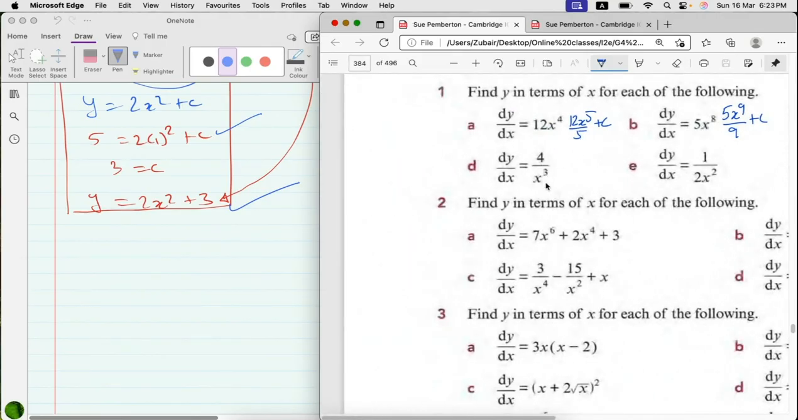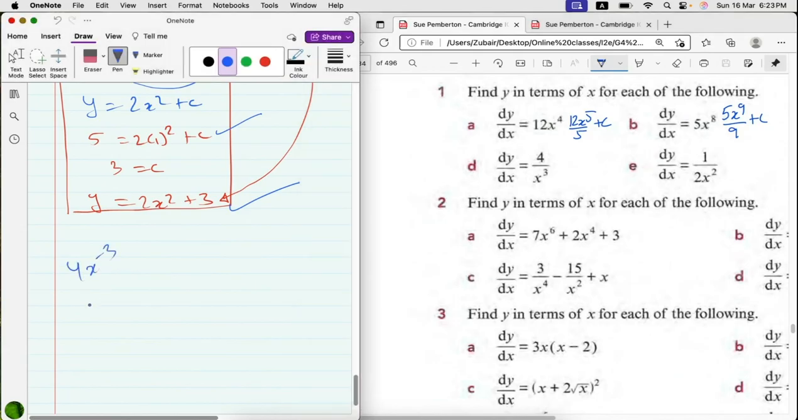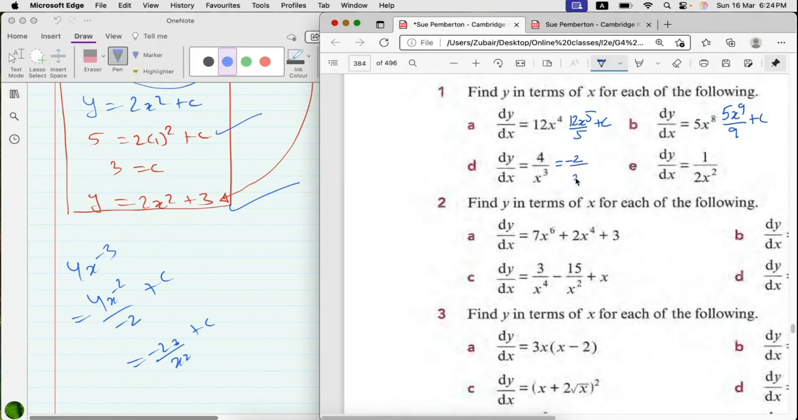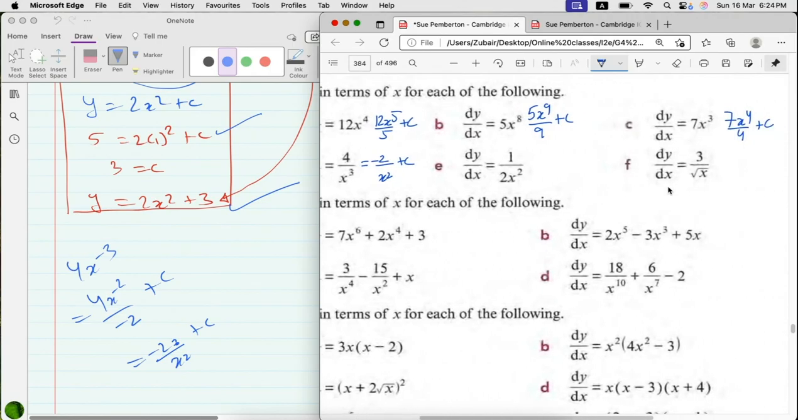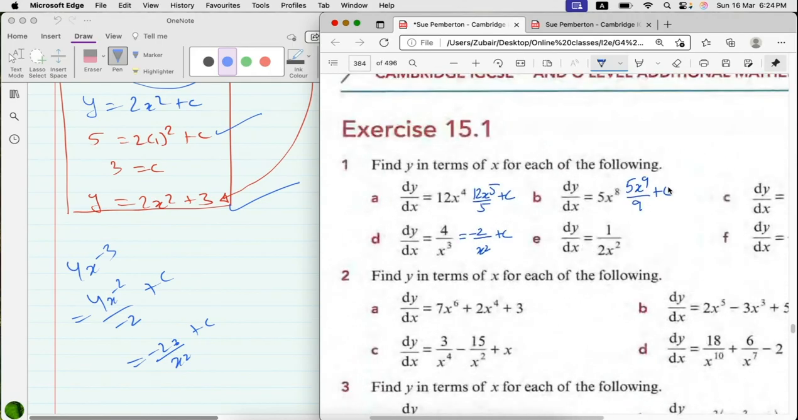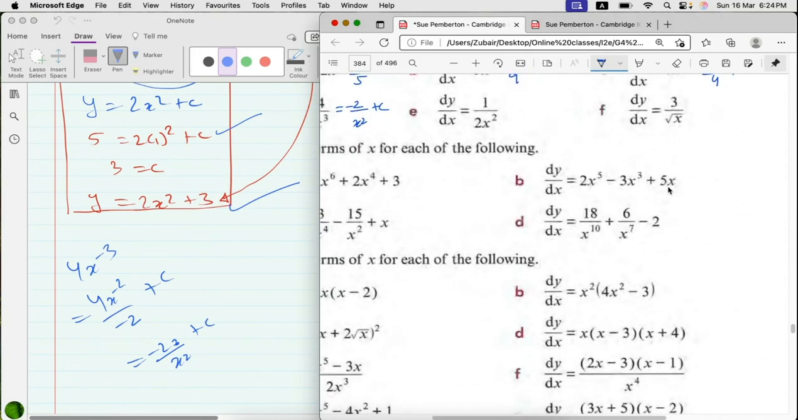Now, I myself am not confident when it is in the denominator. With practice, you can do it directly, but I just do it this way: I write 4x to the power minus 3 first. Now I do it. Power plus 1 over the new power: 4x to the power minus 2 over minus 2. That gives minus 2 over x square plus c. Now try the e part, e and then exercise 15.1 question 1 ef.